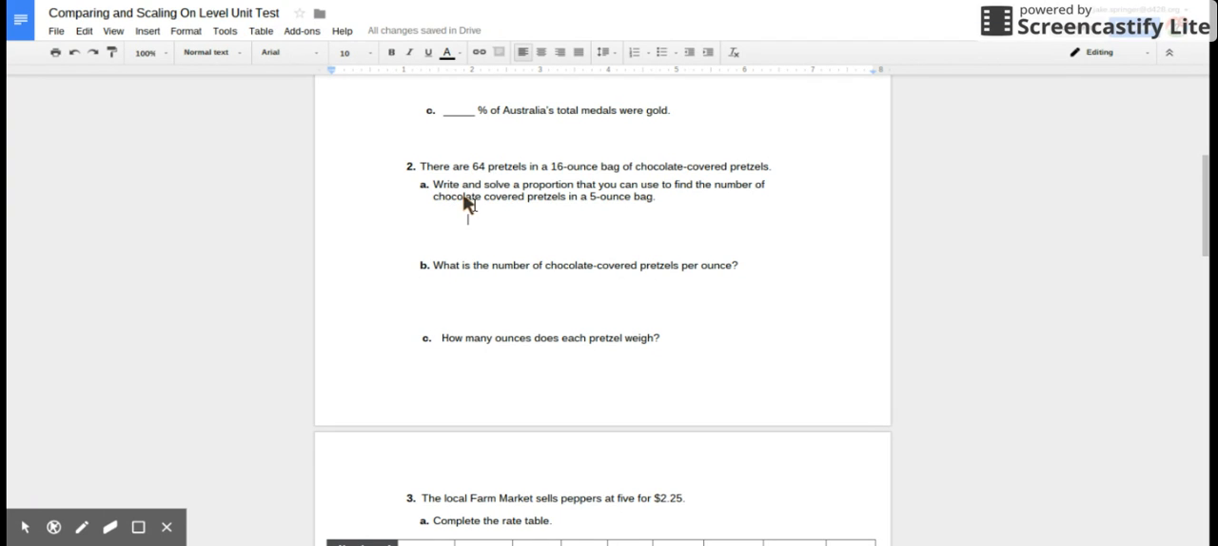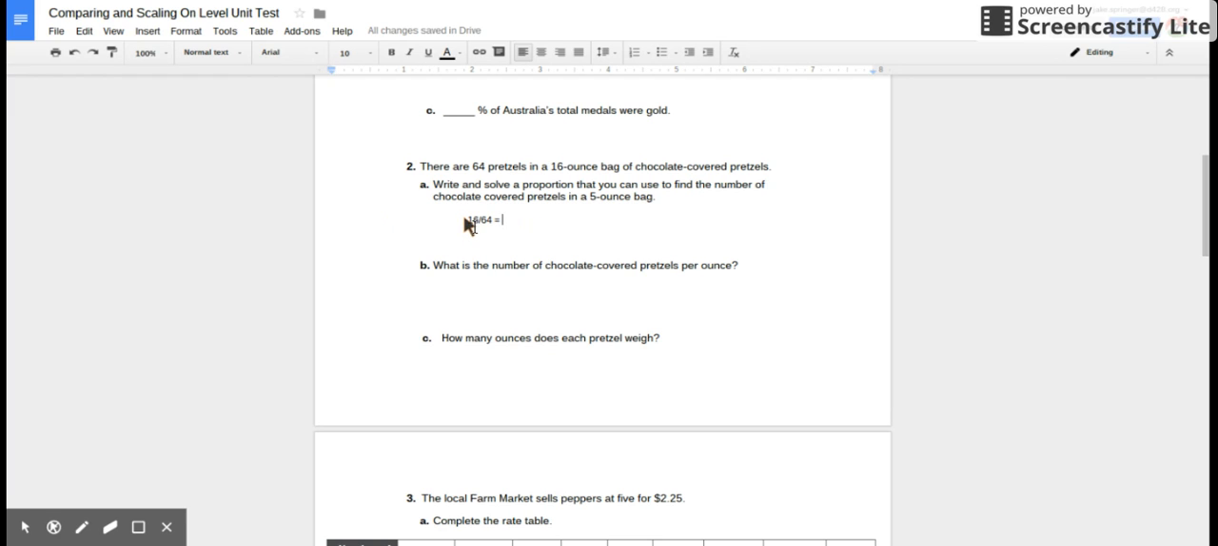For question A, you're going to want to set up a proportion. So you want to decide what unit is going to go where. Which one unit do you want on the top, the pretzels or the ounces? Well, they already give you your first rate, so we can set up a proportion. Let's choose ounces on top and pretzels on the bottom, and we're going to set that equal to another ratio.